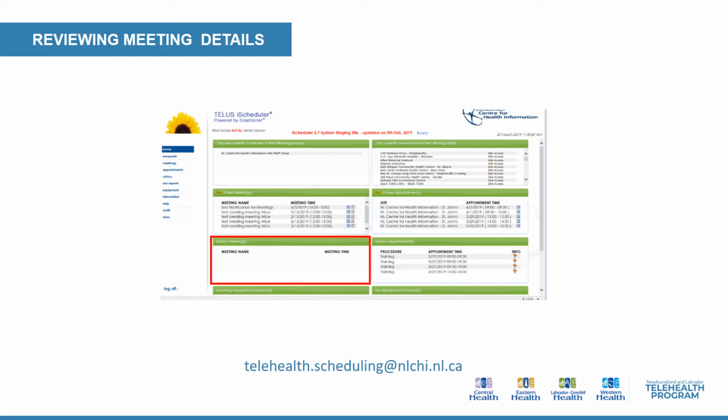Please note, if the provider has not dialed into the meeting or group session by the meeting end time, that telehealth link will expire, and they will not be able to join. In this case, the meeting may need to be rescheduled. If the meeting needs to be canceled or does not go ahead, the meeting requester will need to contact the provincial scheduling coordinators at the email shown here to cancel the meeting.